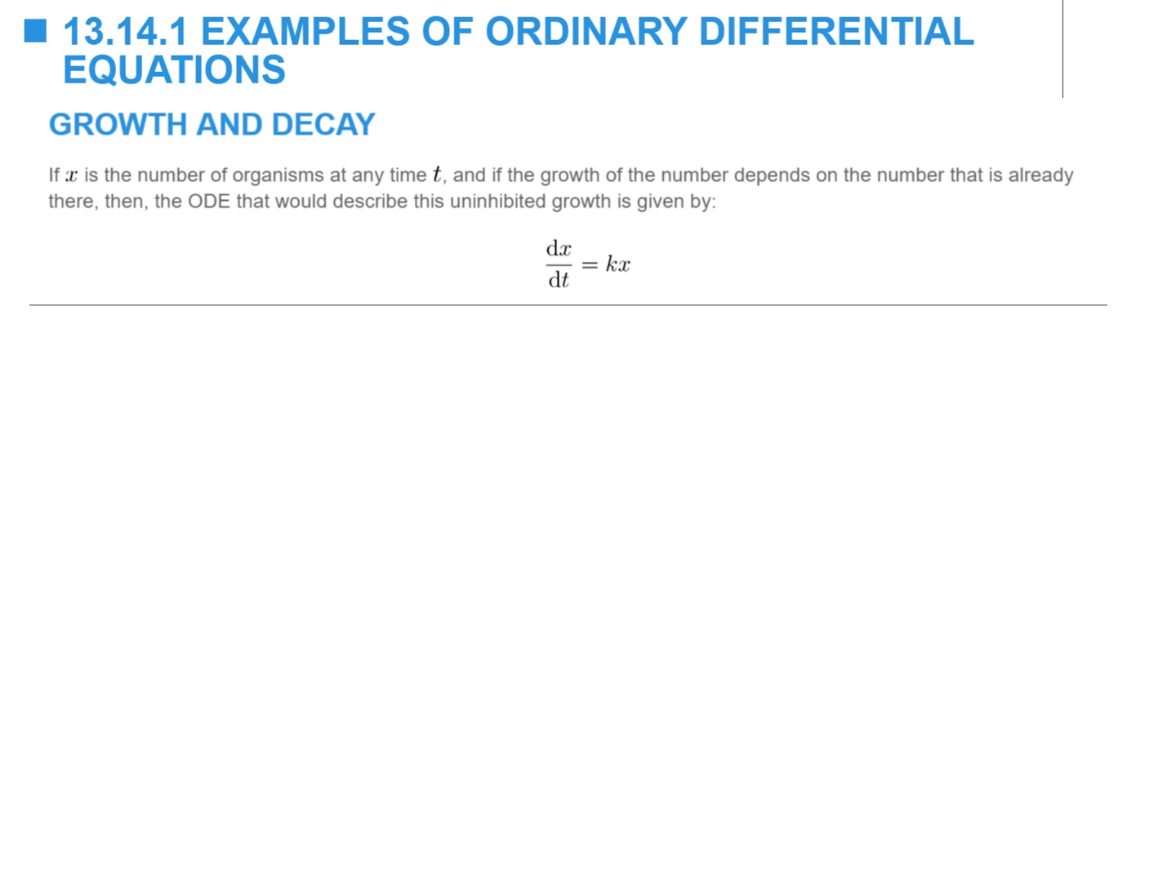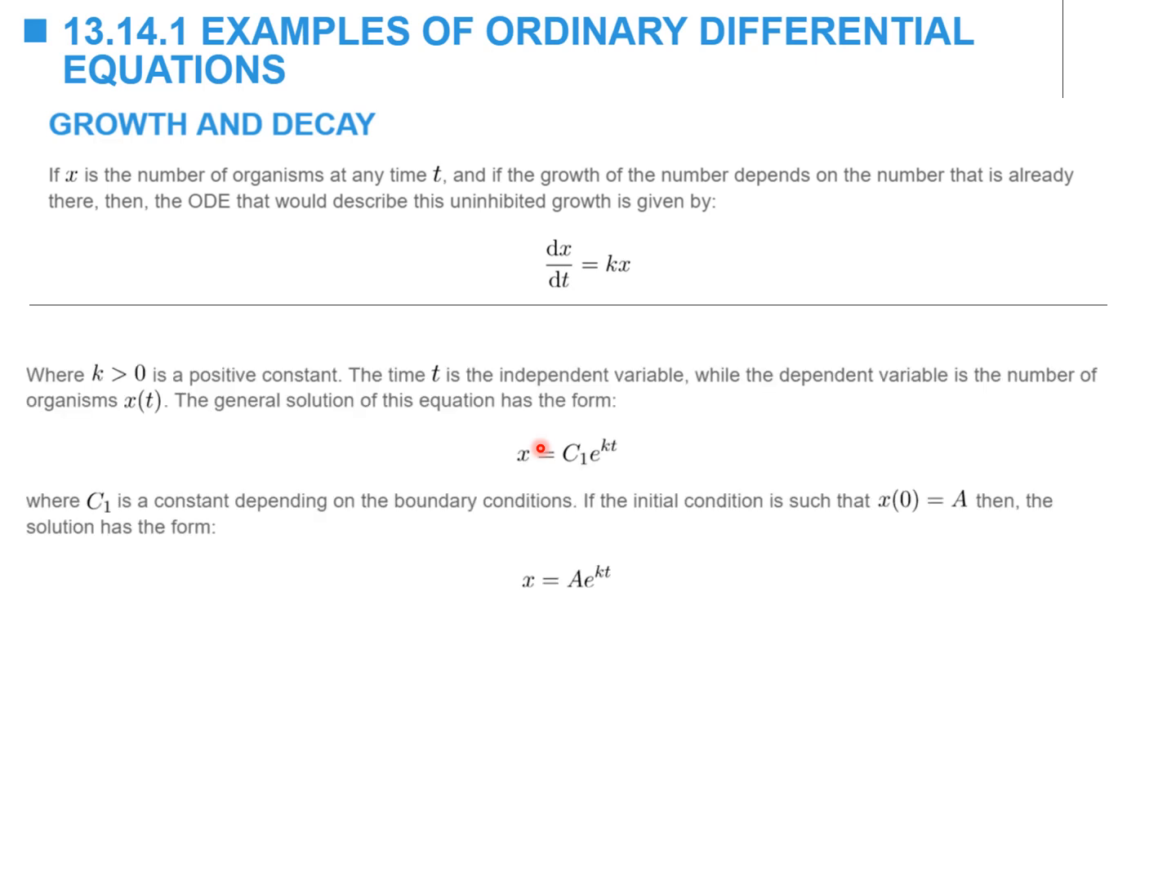Growth and decay are usually modeled by relating a particular speed to the actual population. So for example, you can say the change of a particular quantity with respect to time is directly proportional to the actual quantity itself. So dx by dt is equal to k multiplied by x. Solving this differential equation, you can find an explicit expression for x as a function of t.